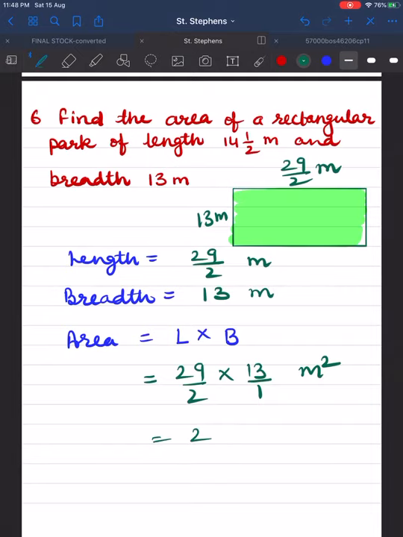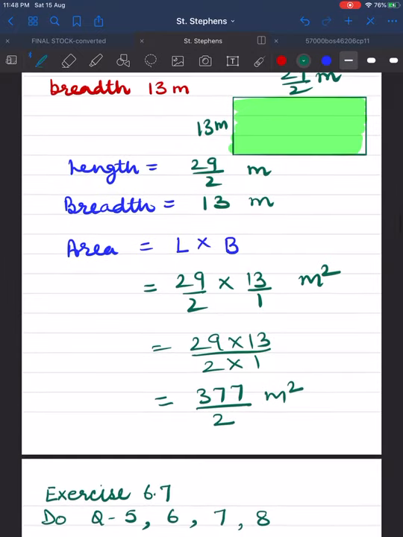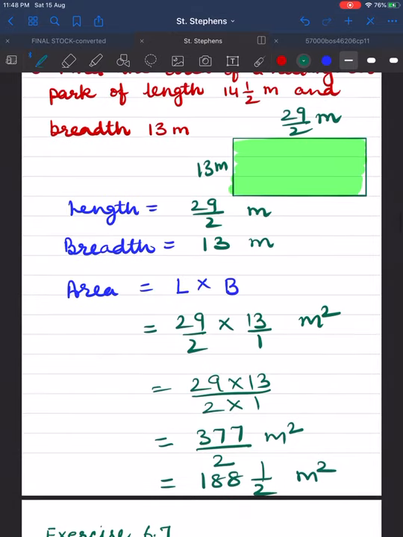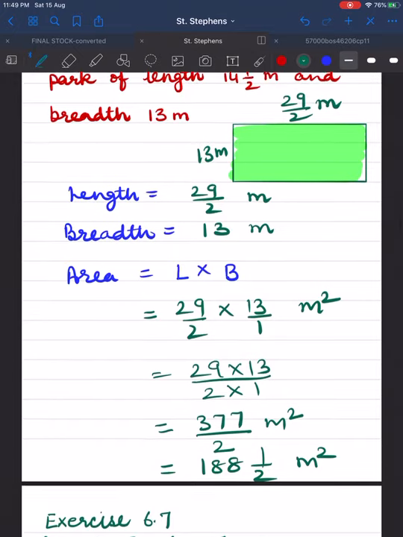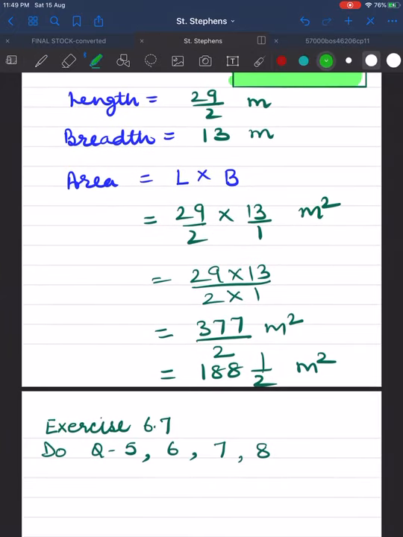So here let's rewrite. So 29 into 13 upon 2 into 1. Now there is no common factor here, so we multiply 29 by 13 and we get 377 upon 2 meter square. Now let's convert this into mixed fraction and we get 188 1 on 2 meter square. So area of the rectangular park is 188 1 by 2 meter square.